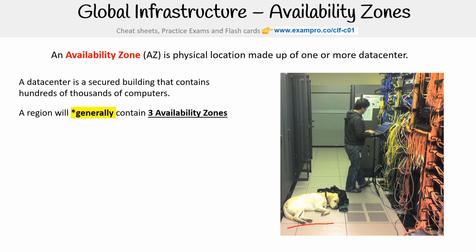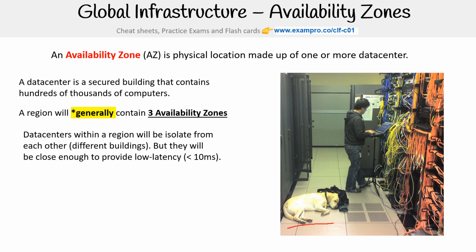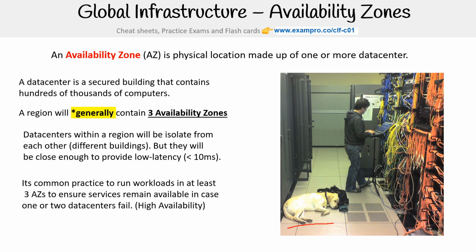A region will generally contain 3 availability zones. And I say generally because there are some cases where we will see less than 3, so there might be 2. Data centers within a region will be isolated from each other, so they will be in different buildings, but close enough to provide low latency, and that is within 10 milliseconds or less, so it's very, very low. It's common practice to run workloads in at least 3 AZs to ensure services remain available in case 1 or 2 data centers fail, and this is known as high availability, and this generally is driven by regulatory compliance. So a lot of companies have to at least be running in 3 AZs, and that's why AWS tries to always have at least 3 AZs within a region.